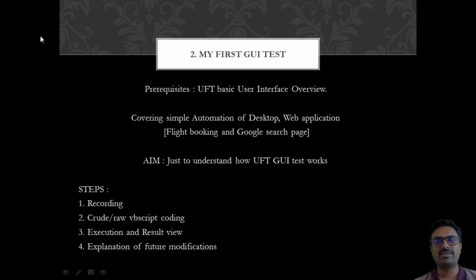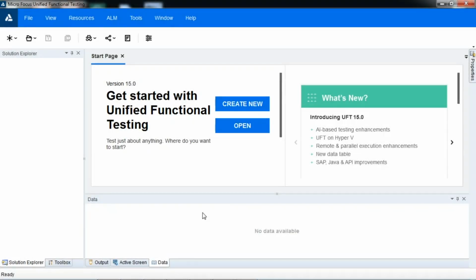The steps we will be covering start with recording. It's the first target, just to understand how UFT interacts with the application under test. After that, we will be modifying the crude code into manageable VBScript. Then we will execute our script and verify the result in the Run Result Viewer. Also, we'll cover an explanation of updates and future modifications of our script so as to incorporate it into an automation framework. So let's begin. Let's start with how the UFT graphical user interface looks.